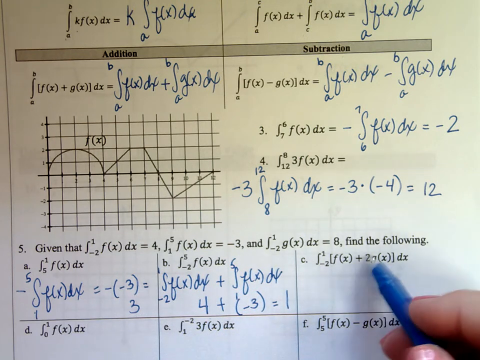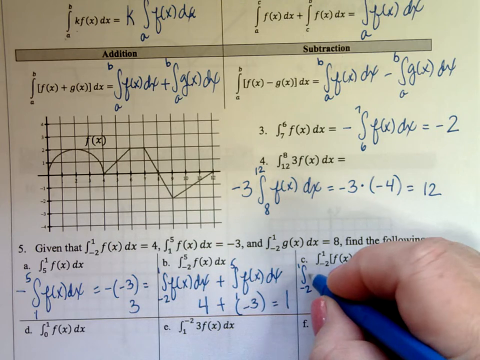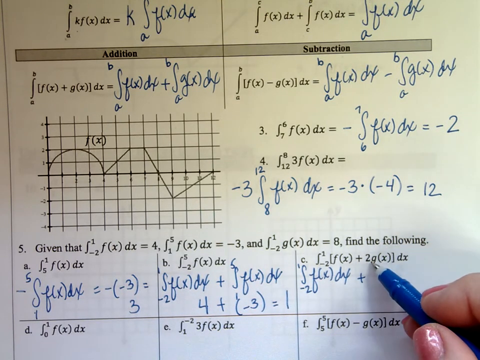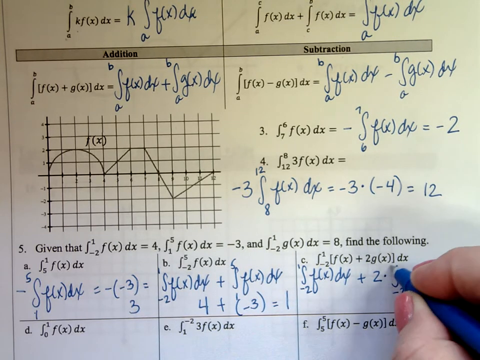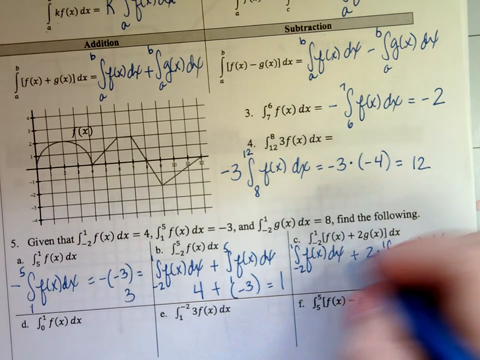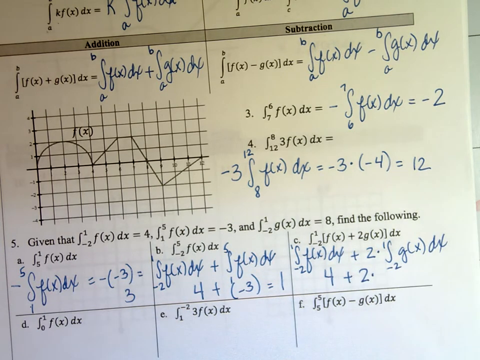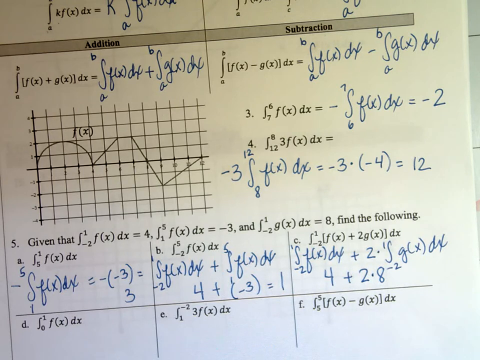Next one. If I'm adding two of these integrals, I can separate them. Integral from negative 2 to 1 of f of x dx plus, see how now I have a constant, 2 times the integral from negative 2 to 1 of g of x dx. So I go up here, negative 2 to 1 of f of x is 4 plus 2 times negative 2 to 1 of g of x is 8. And so 16 plus 4 gives me an answer of 20.